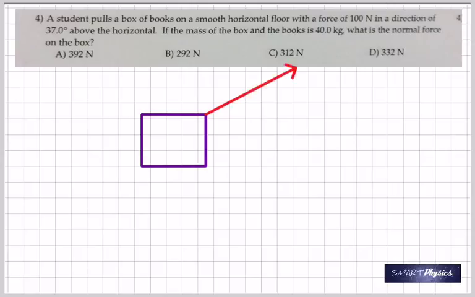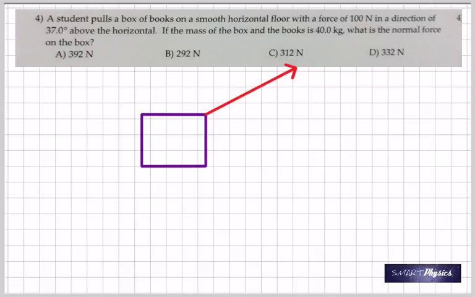And number 4, a student pulls a box of books on a smooth horizontal floor. Smooth meaning there is no friction, and the force is applied in a direction 37 degrees above the horizontal. The force is 100 newtons. Mass of the box and the books is 40 kilograms. What is the normal force on the box?